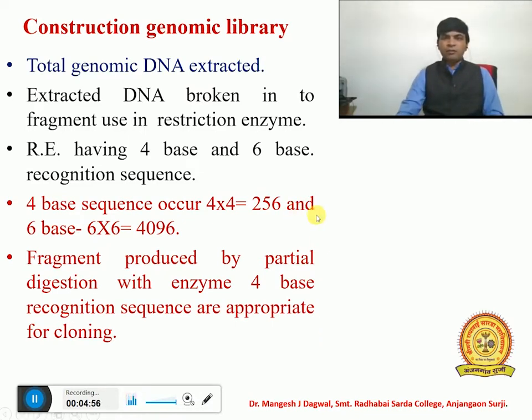Now among these two, that is 4 and 6, fragments produced by a partial digestion with an enzyme of 4 base recognition sequence are appropriate for the cloning of that particular genetic material. This means these 4 base recognition sequence restriction endonuclease enzymes are useful for cloning during the construction of the genomic library.